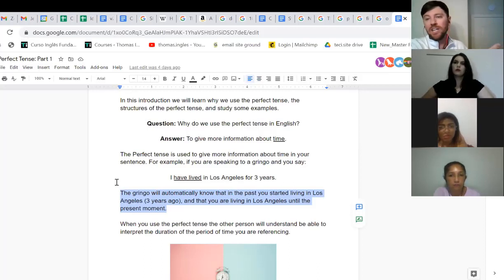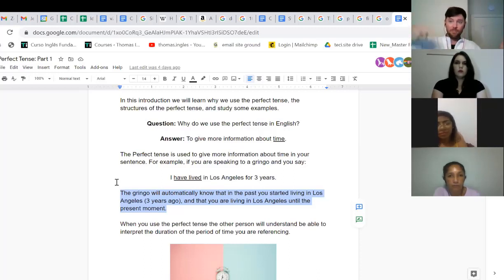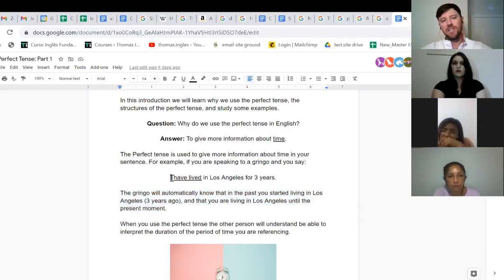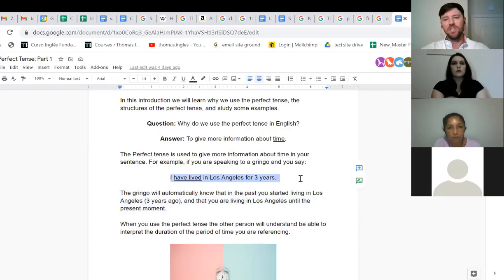Maybe you moved to Los Angeles from Sao Paulo. Maybe you moved to Los Angeles from some city in Brazil. And then for 3 years, until the present time, until this moment, until the present, it's continuing, you live in Los Angeles. So that is the reason why we use the present perfect tense. So this sentence, I have lived in Los Angeles, is the present perfect tense.